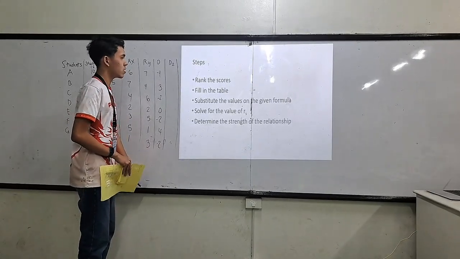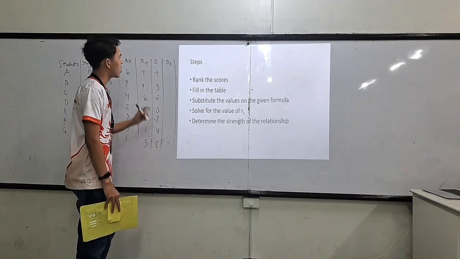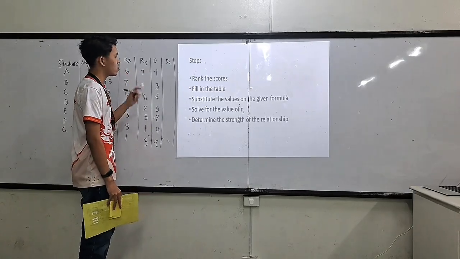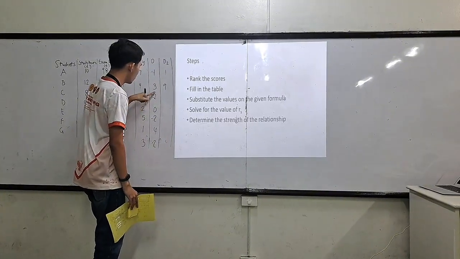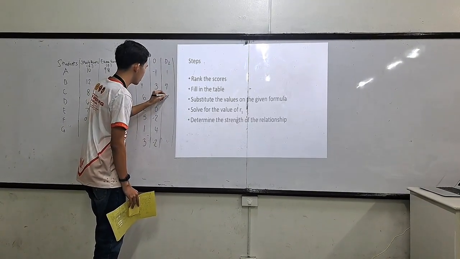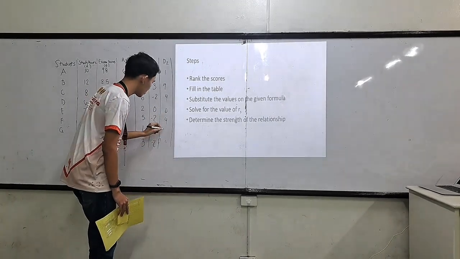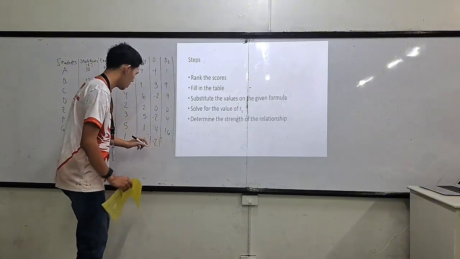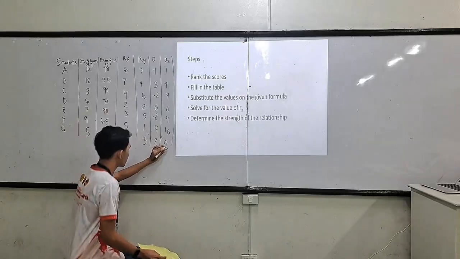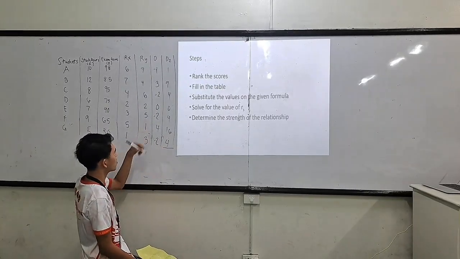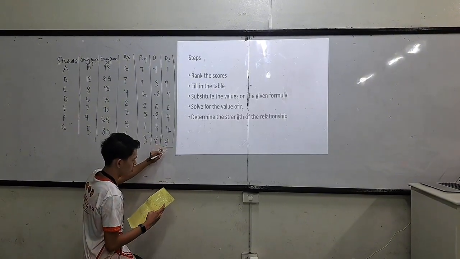To get the d squared, the only thing we do is to square the values that we got for d. So, for example, negative 1 squared will be 1, 3 will be 9, negative 2 will be 4, 0 will be 0, negative 2 will be 4 again, 4 will be 16, and negative 2 will be 4 again. After getting the d squared, we add them all to get the summation of d squared. So the summation of d squared is equal to 38.